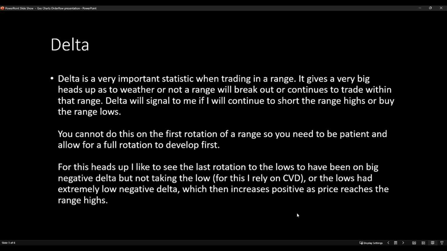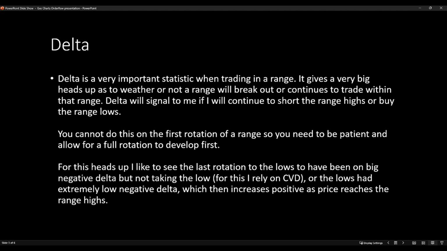Delta will signal to me if I'm going to continue to trade short when price reaches the highs of a range or a zone, or to continue to buy the lows of that range or zone. I hope that makes sense. You can't do this on the first rotation of a range or a zone. So you've got to be patient and allow for a full rotation to develop first.